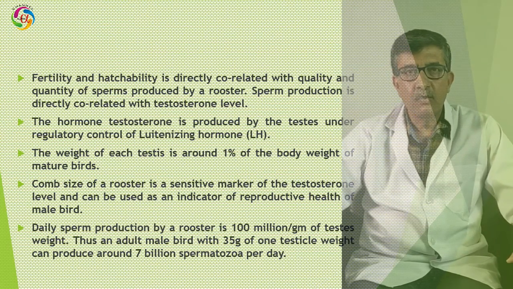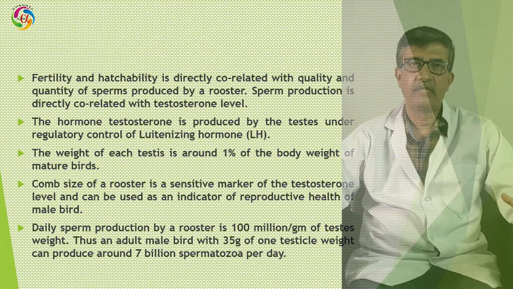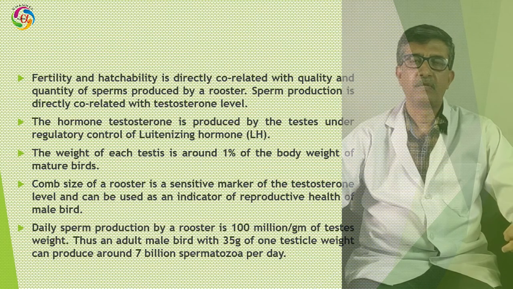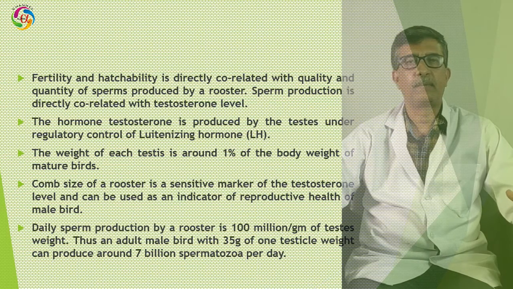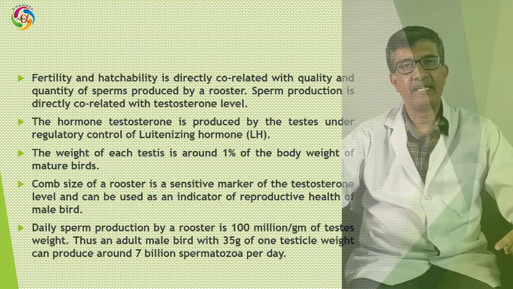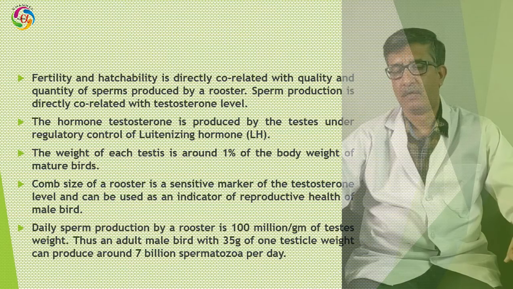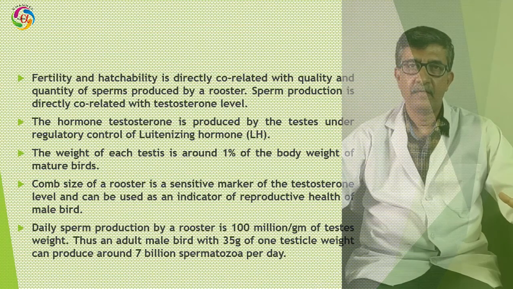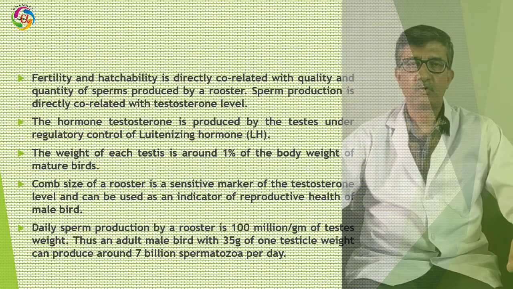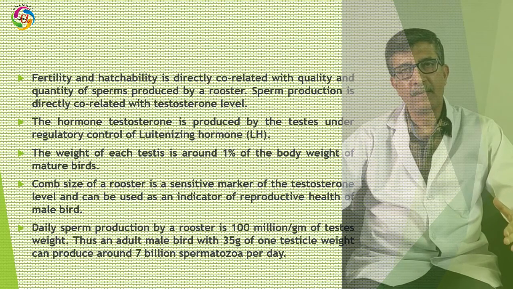Now, we cannot always predict the level of testosterone in the blood or in the testes. Although the amount of sperm produced indicates the level of testosterone in the bird, another important indicator is the size and color of the comb. The more testosterone in the blood, the bigger the comb will be and it will be bright red in color. So, the comb is an important indicator of testosterone level in the blood.